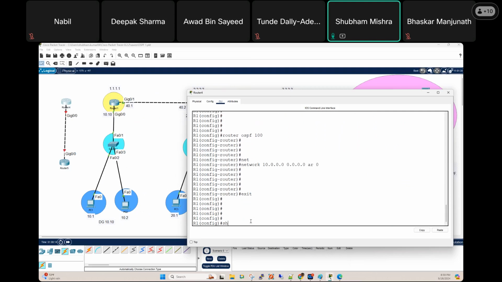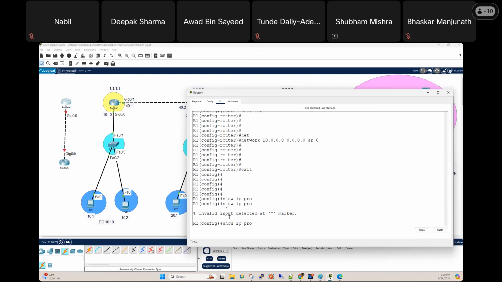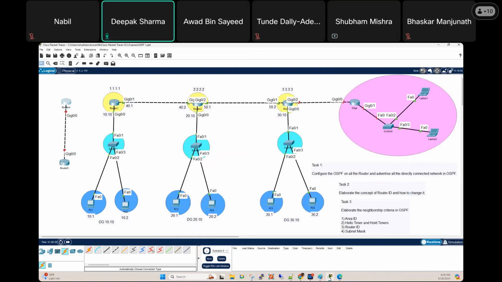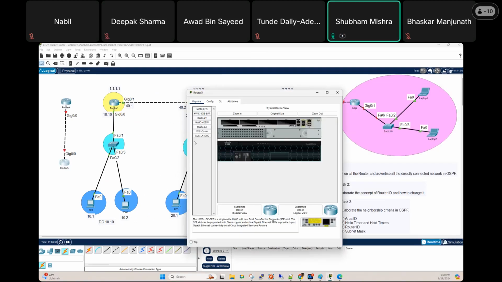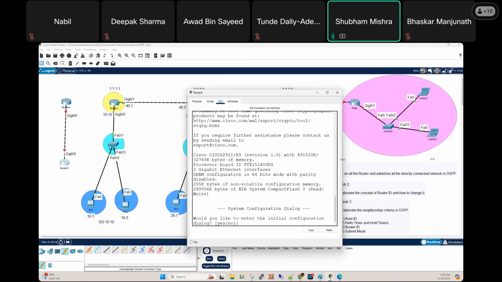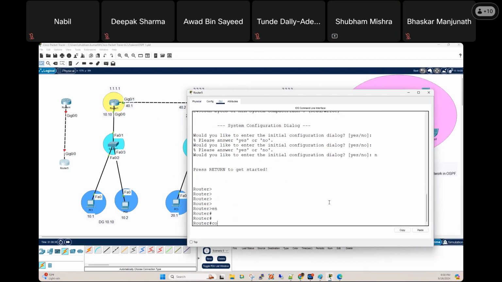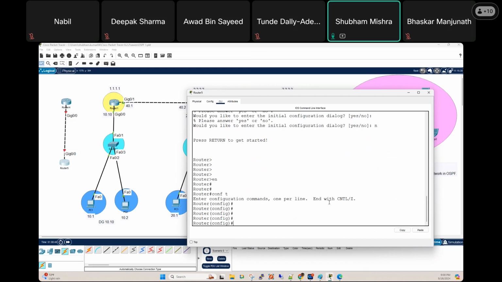Okay. So, show IP protocol. See, OSPF 100 I configured on this router. Yes or no, everyone? Yes. And I advertised this network. Done. Now come here on R2. Don't focus on the command I wrote. We will discuss it later.